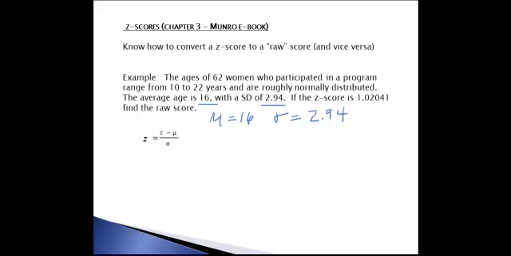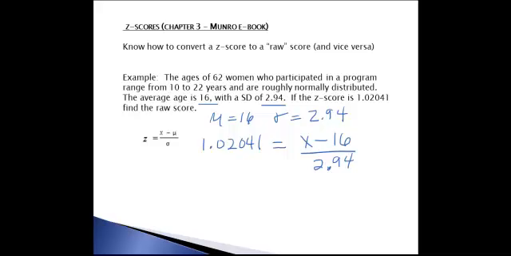So when we substitute in for z, we're going to put 1.02041 equals, and then x is our data point, but we don't know it, we're looking for that raw score. Our mean is 16, the population mean, and then 2.94 for our standard deviation.